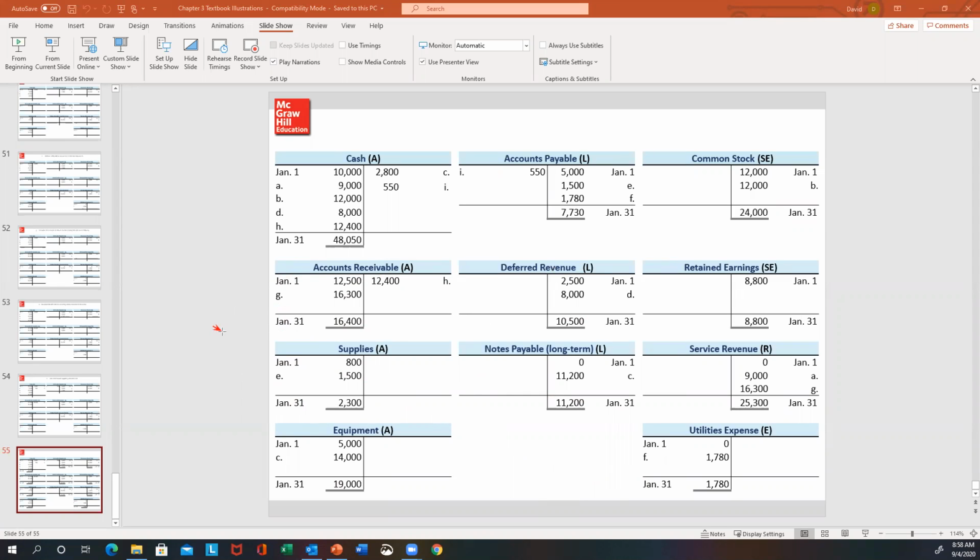And they didn't show the journal entries in this one. I do not know why they did not, but either way, typically you would have your journal and then of course your ledger. All right, I believe that's it on my comments for the Chapter 3 textbook problem.